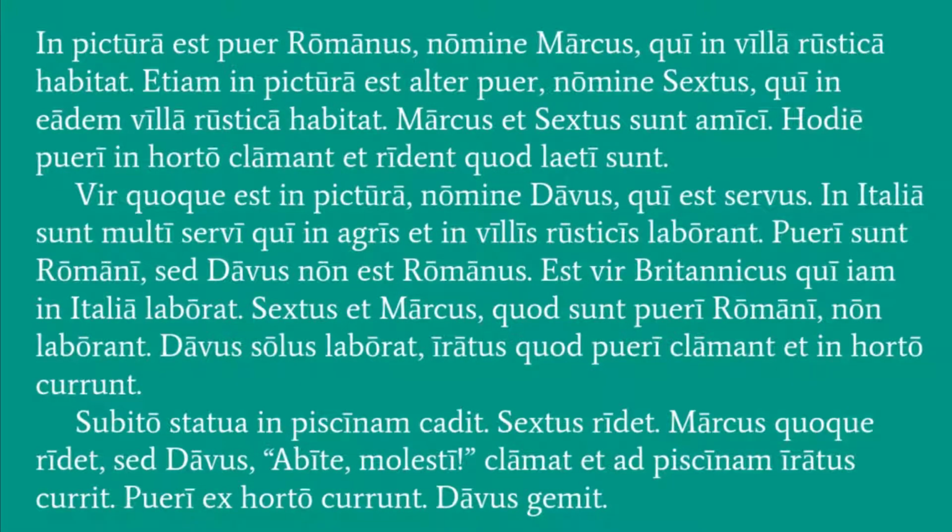Sed Davos clamat abite molesti, right? So Davos shouts, go away, pests, right? Molesti comes from the adjective molestus. It means annoying, right? In this case, it means annoying ones or annoying boys, right? So he's saying, go away, pests, is how the book translated, which works. He says, go away, pests.